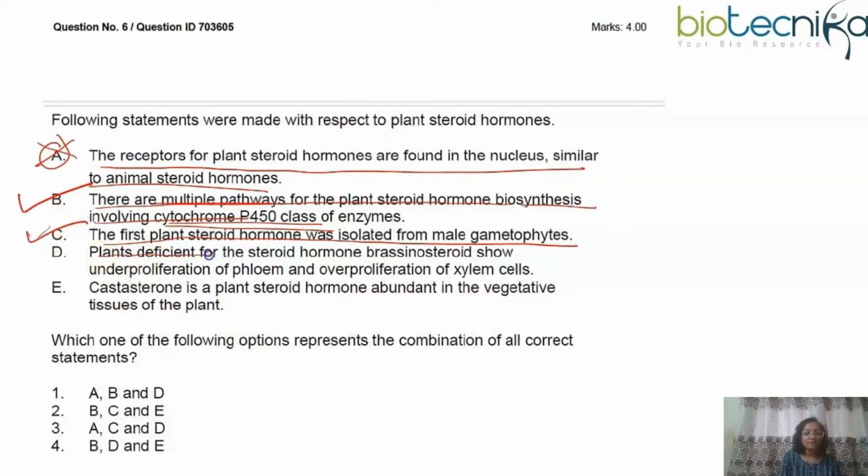Now, plants deficient for the steroid hormone brassinosteroid show underproliferation of phloem and overproliferation of xylem cells. Now this statement is not true. In fact, it's the exact opposite. If you create knockout plants for steroid biosynthesis, you'll find that there is overproliferation of phloem and underproliferation of xylem. So the statement that is given is completely opposite of what actually happens. So D is not correct.